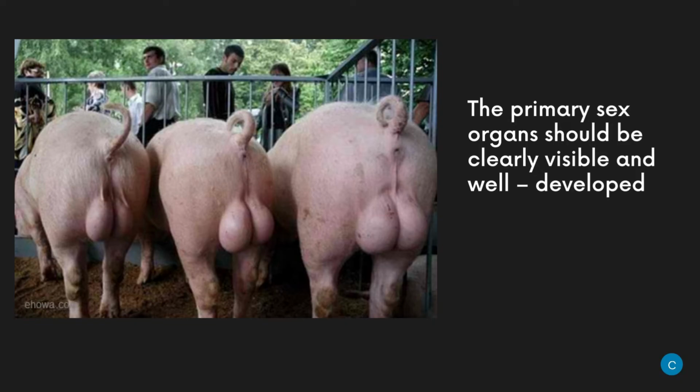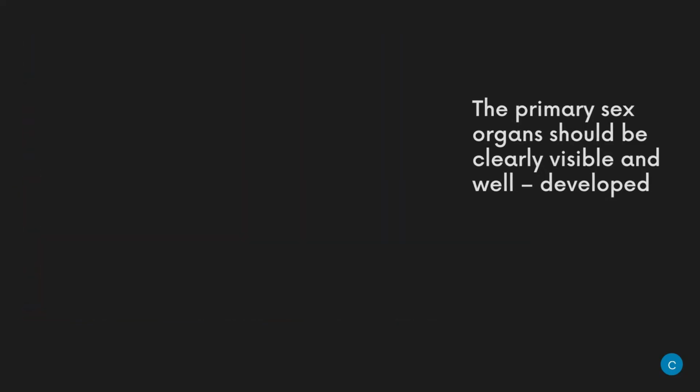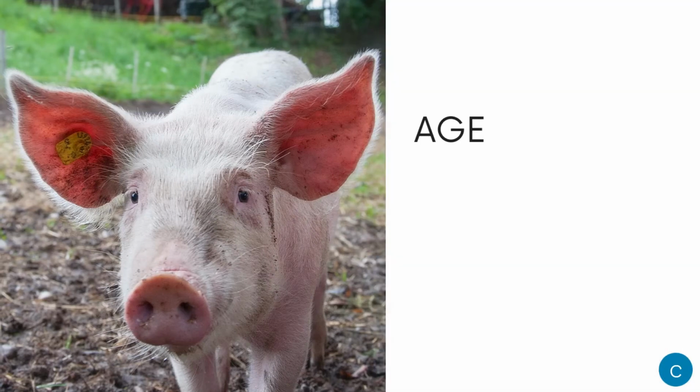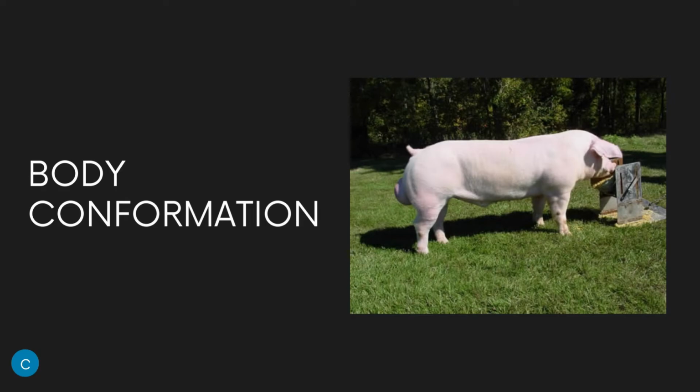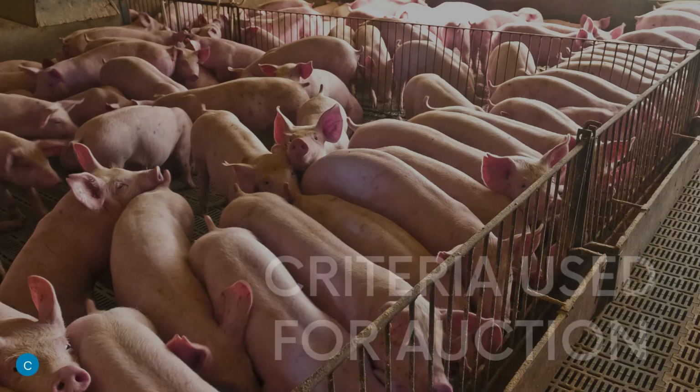A boar with large testicles is most likely to produce earlier maturing daughters. The selection of boars is at 4 to 6 months of age. The ideal body conformation is well-proportioned body length, depth, and height.